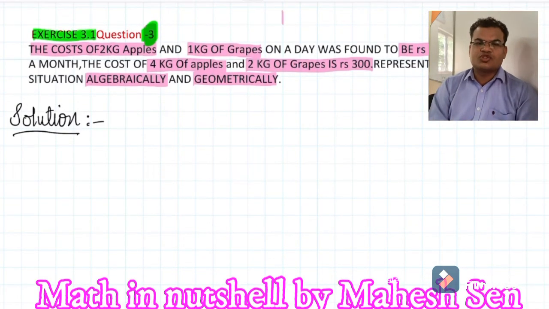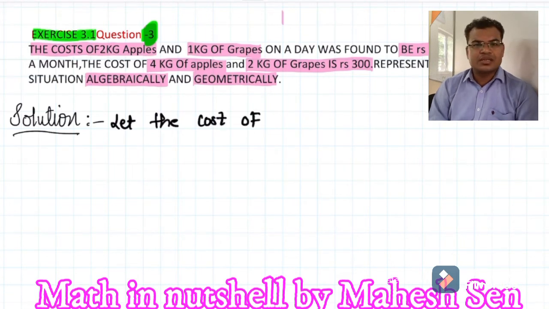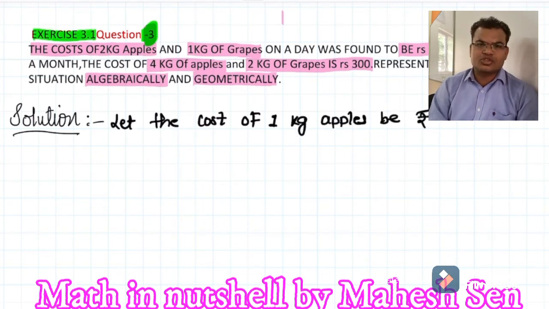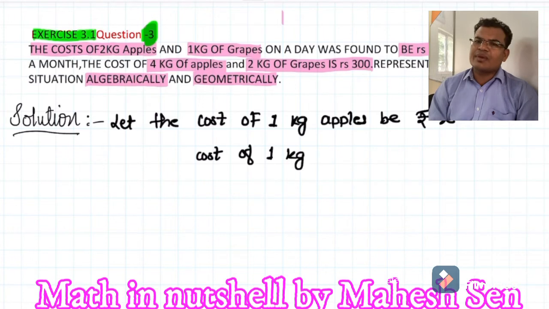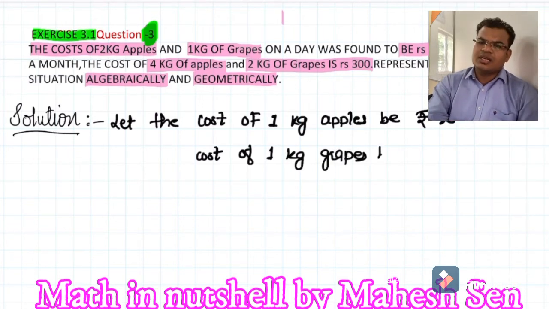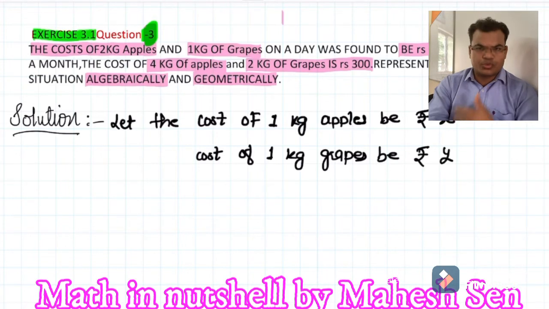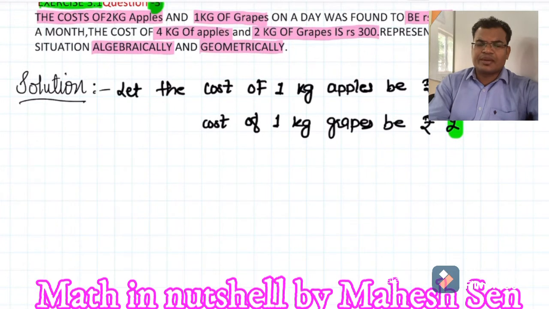Again, graphically and geometrically you have to represent this situation. Okay guys, there is no problem, we'll write it. So the very first, let the cost of 1 kg apples, because apple is first in the quantity, be rupees X, and the cost of 1 kg grapes be Y rupees. So this is clear now. You are familiar with this, you can do it on your own. So this is X and Y, both the variables are clear.